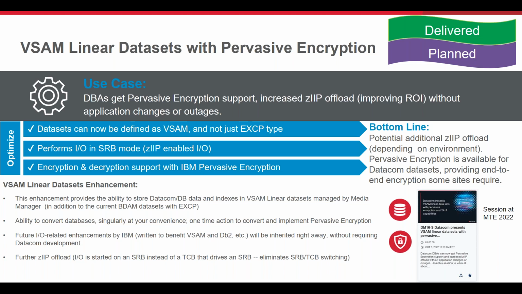And because now our IO is zip enabled, there's less switching in the product, because switching between TCP and SRB does cause overhead, and this overhead has now been reduced significantly because we can do IO under the zip engine in SRB mode.